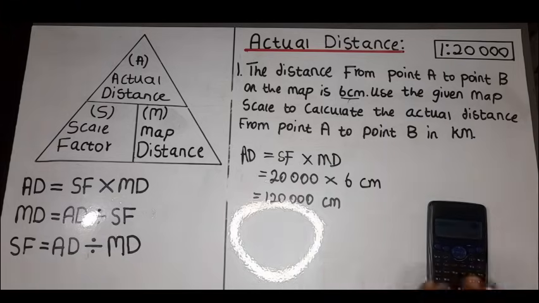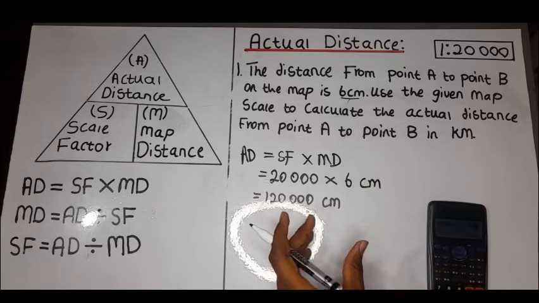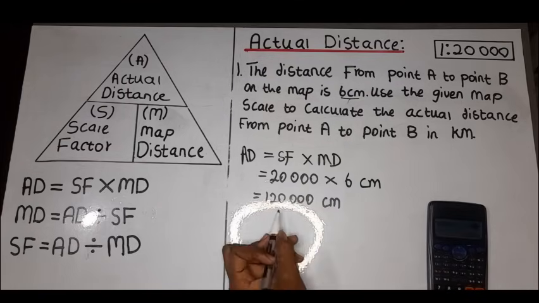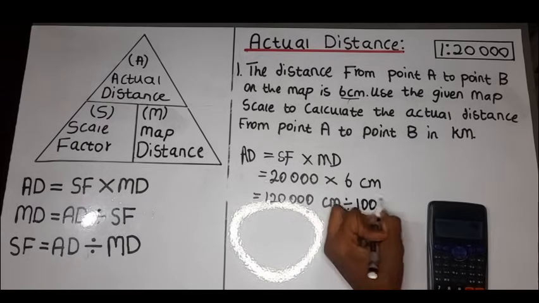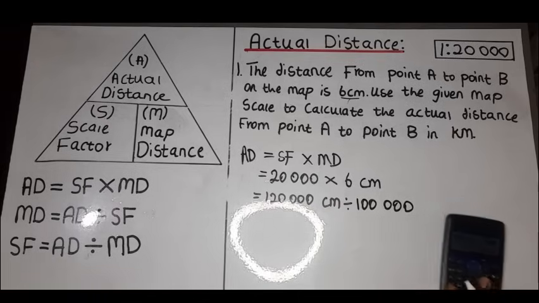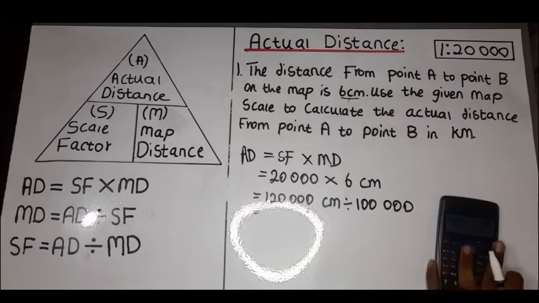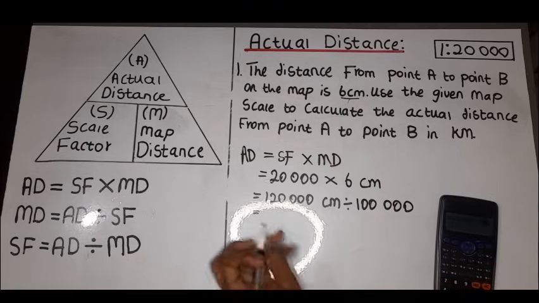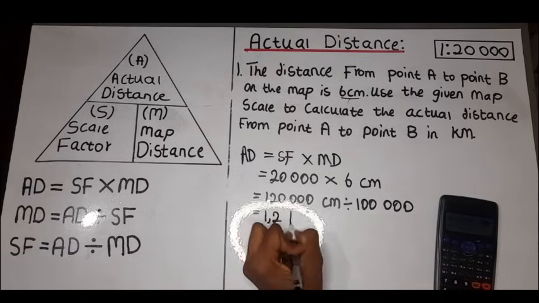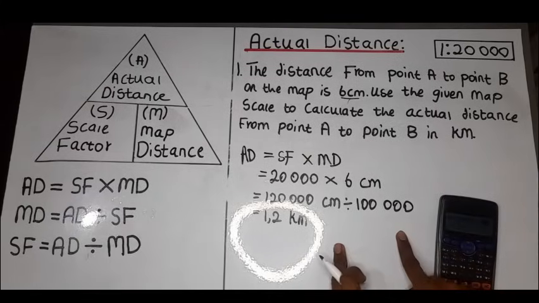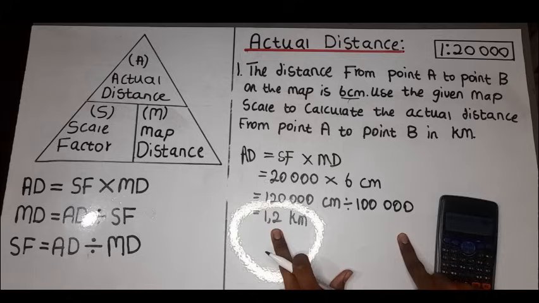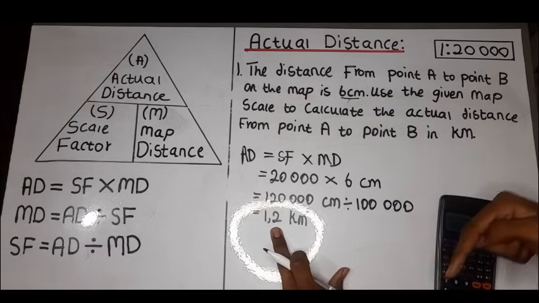So we are going to divide by 100,000, not by 1,000, but by 100,000. So we're going to say 120,000 centimeters divided by 100,000 units, so that will give us our answer in kilometers. It gives us a total of 1.2 kilometers. So that means that 6 centimeters on the map is equal to 1.2 kilometers in real life, in reality.